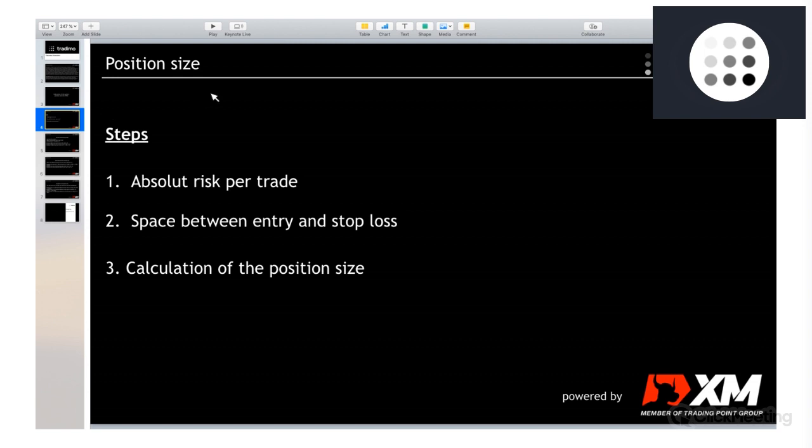What kind of steps do we need to calculate the optimum position size? The first one is the absolute risk per trade. We need to know how much we want to risk. The second one is we need to know the space between the entry level and the stop loss level. And the third and final step is the calculation of the position size. It's very, very simple, and every one of you can do this with a simple Excel sheet or even just in your head without any calculation, because it is so simple in most cases.